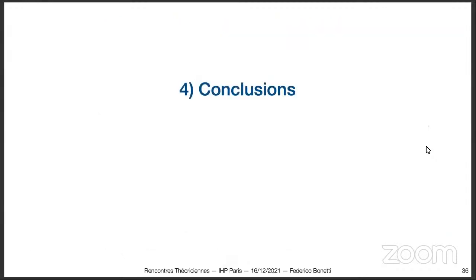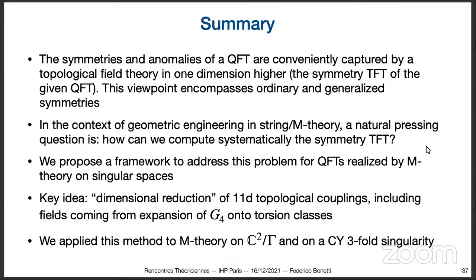Okay, so I'll be brief. I hope I was able to convince you that if you want to study the global symmetries of a d-dimensional QFT, you should look at a topological field theory in one dimension higher. And also that in the context of geometric engineering, on the one hand, it's an important question to construct the symmetry TFT. And on the other hand, we have made progress towards this question with this formalism of KK reducing along torsion cycles.